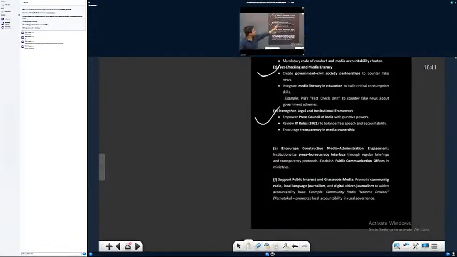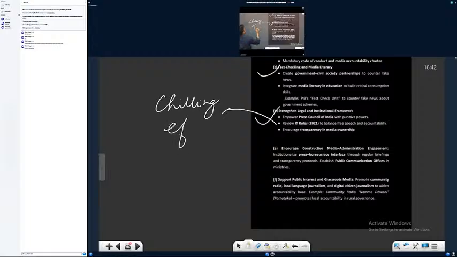Then strengthen the legal and institutional framework. So empower the Press Council of India with punitive power. If they see that some media channel or some journalist is saying whatever they want to say, they can punish them. Penal power should be given to them. Then review certain IT rules. The government controls media through IT rules. You review them so that there is no chilling effect on media. Chilling effect means whatever media is doing, everything is seen and controlled by the government. That is chilling effect.